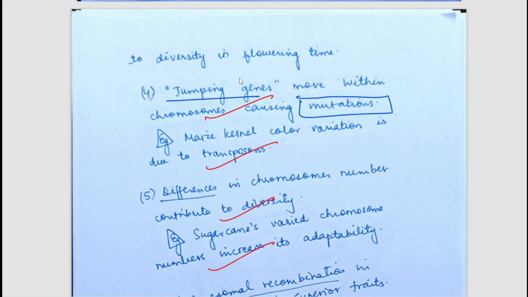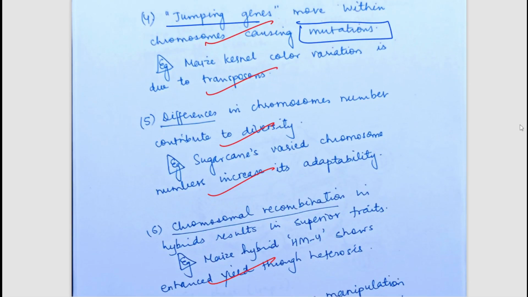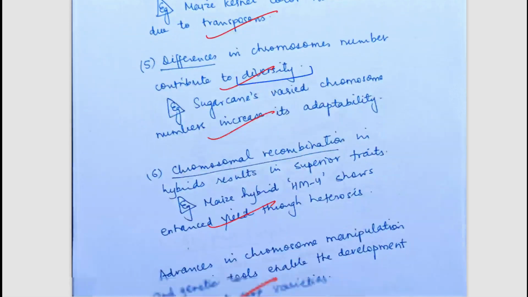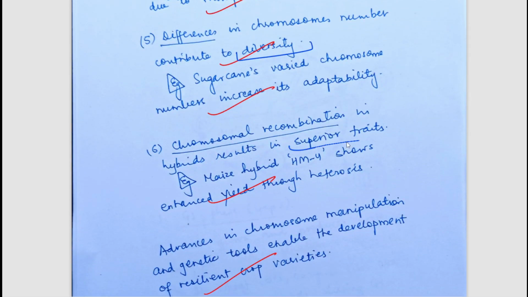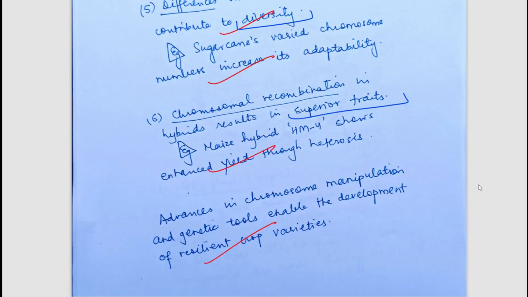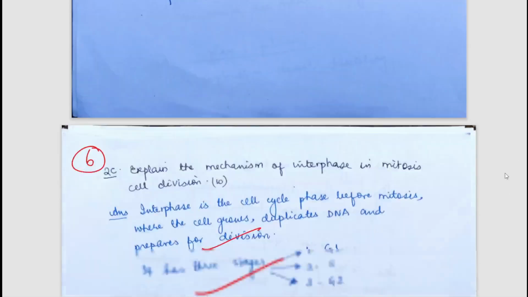So these jumping genes are related to mutations. Differences in chromosome number contribute to diversity. Chromosome recombination in hybrid results in superior traits. So, well written points, you can simply pause and read it. Now let's move to the next question.